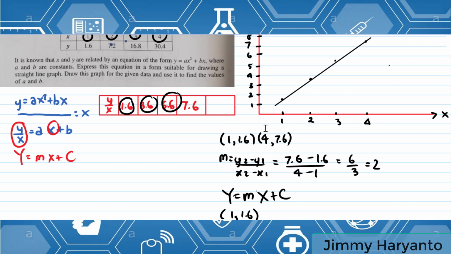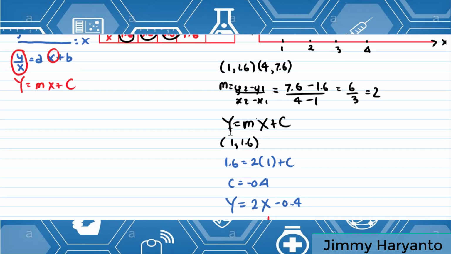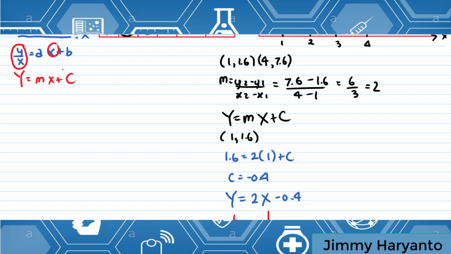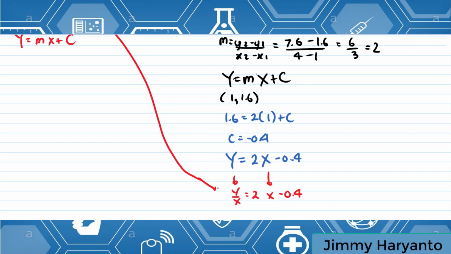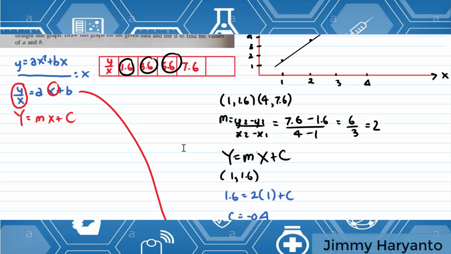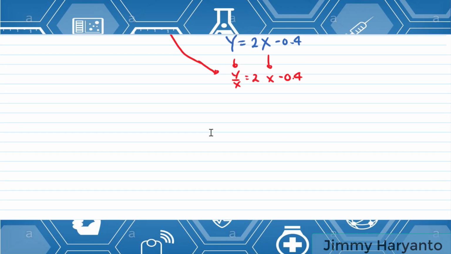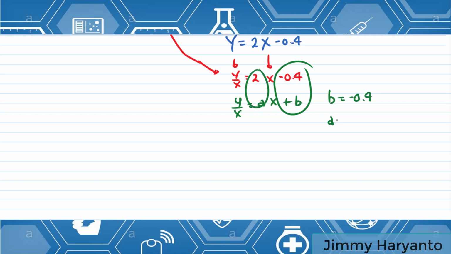And then we'll have the a and b by comparing this one and this one. I will rewrite this at the bottom of our equation. y over x equals ax plus b. And then I will have b equals negative 0.4. I will have a equals 2. That's it. And then the last one is number 12.